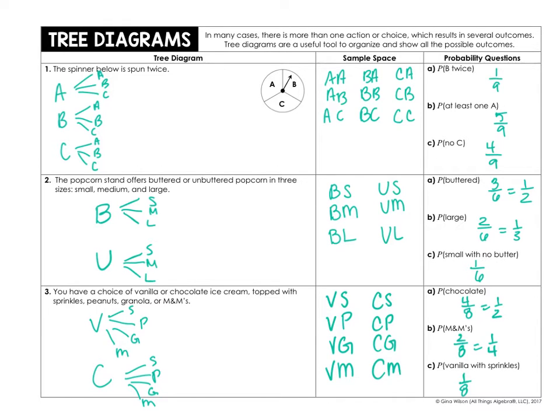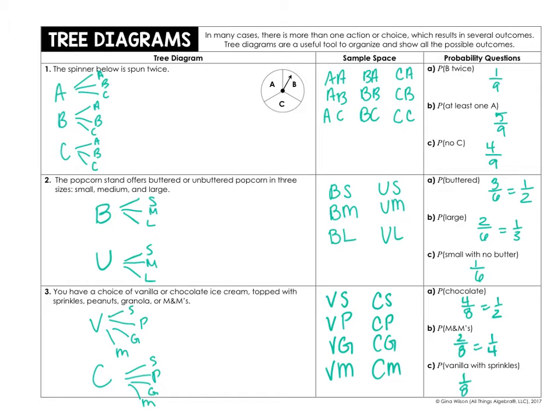Number 2 is talking about buttered and unbuttered popcorn. So B for buttered, U for unbuttered, and then small, medium, large. Buttered small, buttered medium, buttered large. Unbuttered small, unbuttered medium, unbuttered large. So buttered, anything with B, is 3 out of 6 or 1/2. Probability of picking a large: 2 out of 6 is 1/3, and small with no butter would be unbuttered small, and that is 1/6.